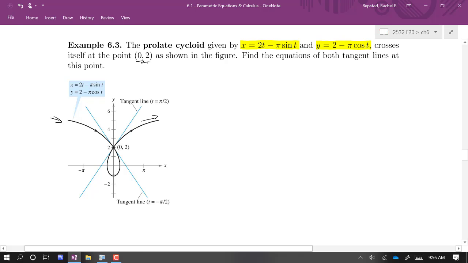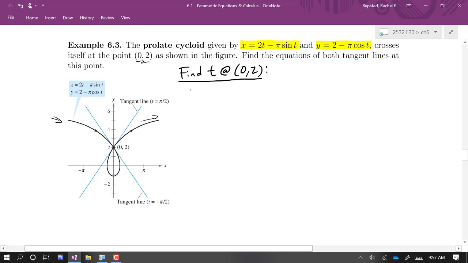That's an xy coordinate. So first, maybe let's find the value of t at (0, 2). And we should find two values of t, right? If it crosses itself, that means it has reached that point twice as t progresses. So let's find t at the point (0, 2). And I think I'm going to use the y-coordinate this time.